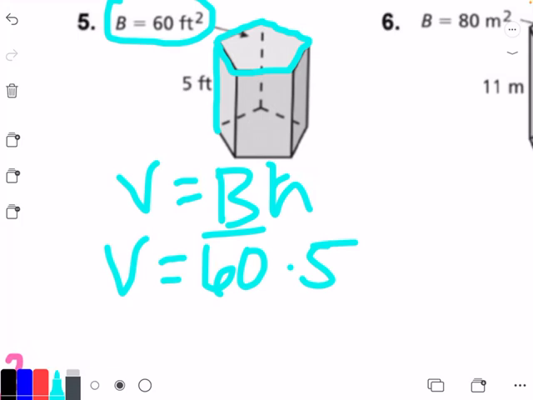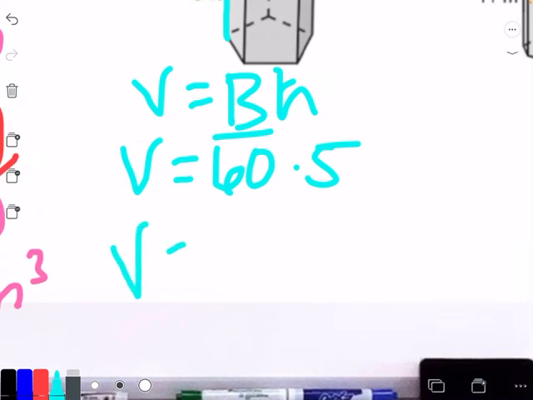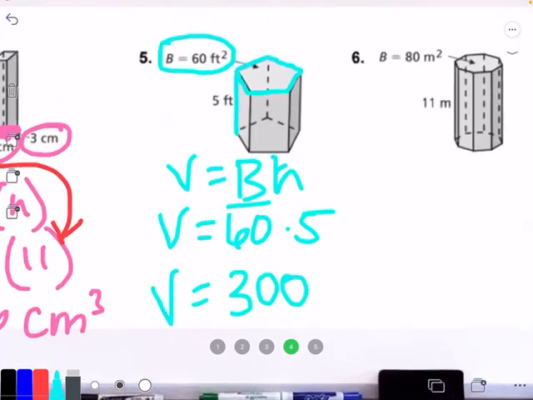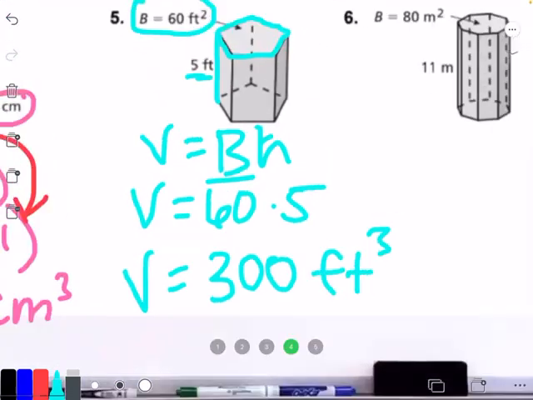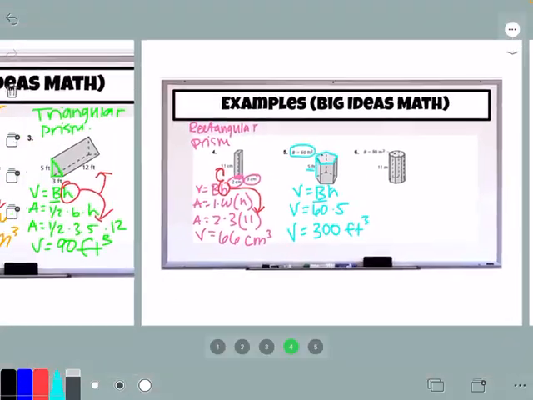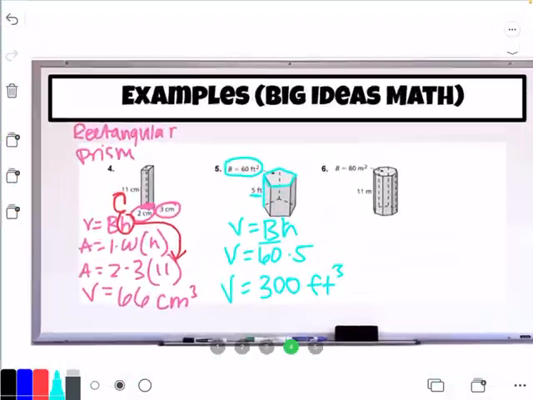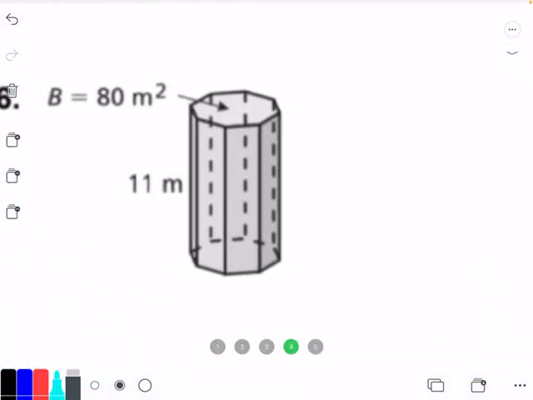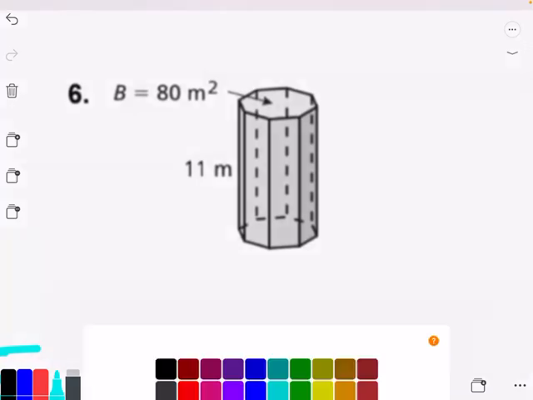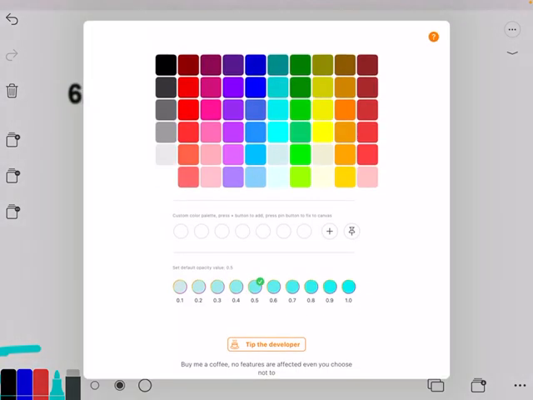But 60 times 5 is 300. Which in this unit it is feet. So we're going to do feet cubed. Okay. Number 6. New color. Let's do this dark purple.